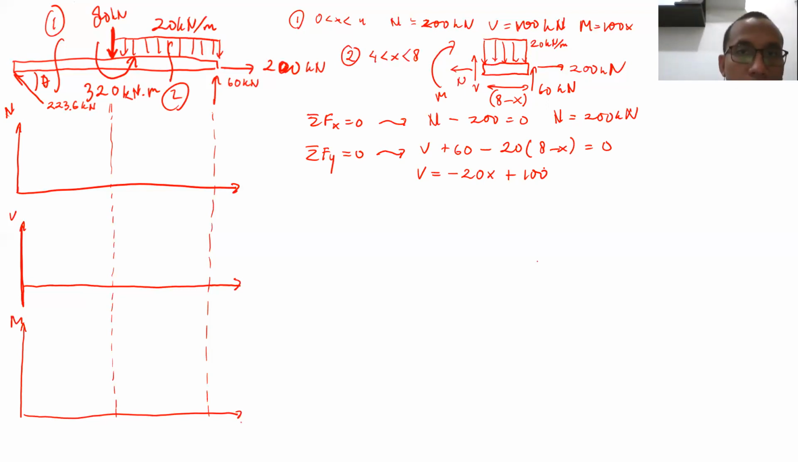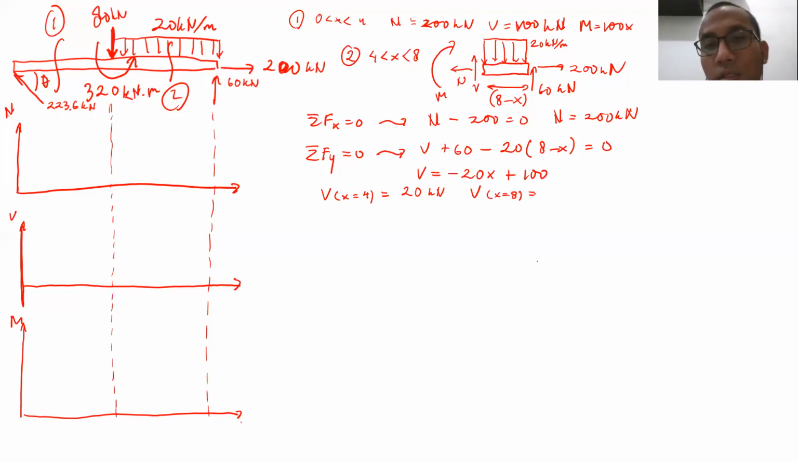In order to draw it later, it will be much easier if I know the value of V at x equal to 4. In this case, the value of V at x equal to 4 is 100 minus 4 times 20, which is 80. So 20 kilonewton. And V at x equal to 8 meters, in this case, will be 100 minus 60. So in this case will be minus 60 kilonewton.